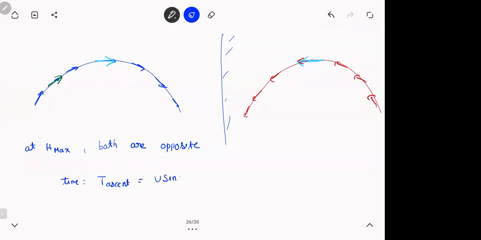What is the formula for time of ascent? U sine theta by g. 20 root 2 sine 45 by 10, 2 seconds. Yeah. But if you read the question, it looks like I'm asking you something out of the world. Find the time when the velocity vectors are opposite to each other. Indirectly, I'm asking you time of ascent.